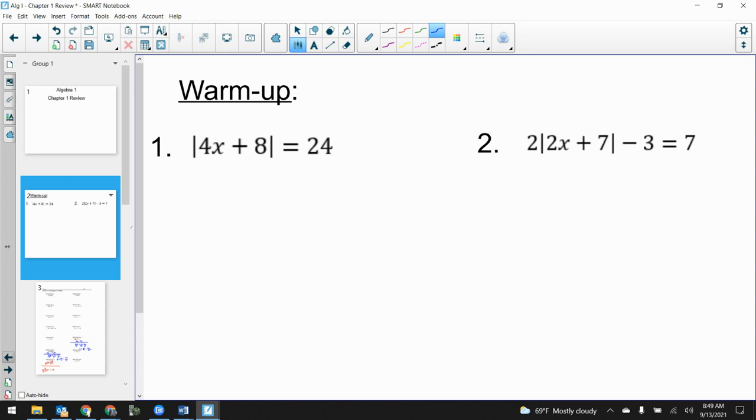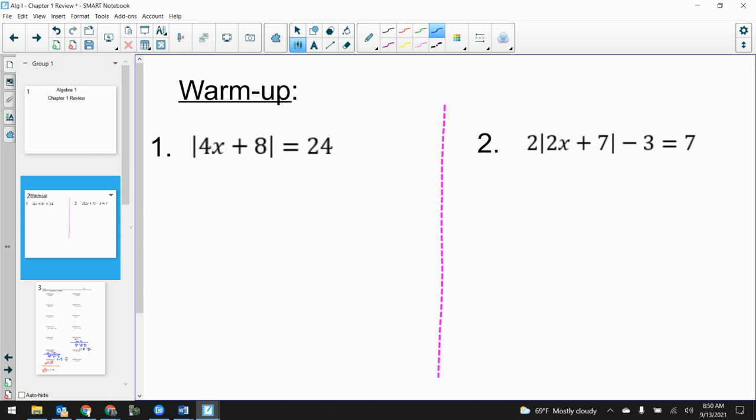So first thing here, I want to solve these 2 equations. Let's go back through absolute value equations. Remember, you have to get the absolute value alone on one side. For our first one, number 1, is the absolute value alone on the left side? Yes. For number 2, is the absolute value alone? No. I see the 2 times and then the minus 3 next to it.